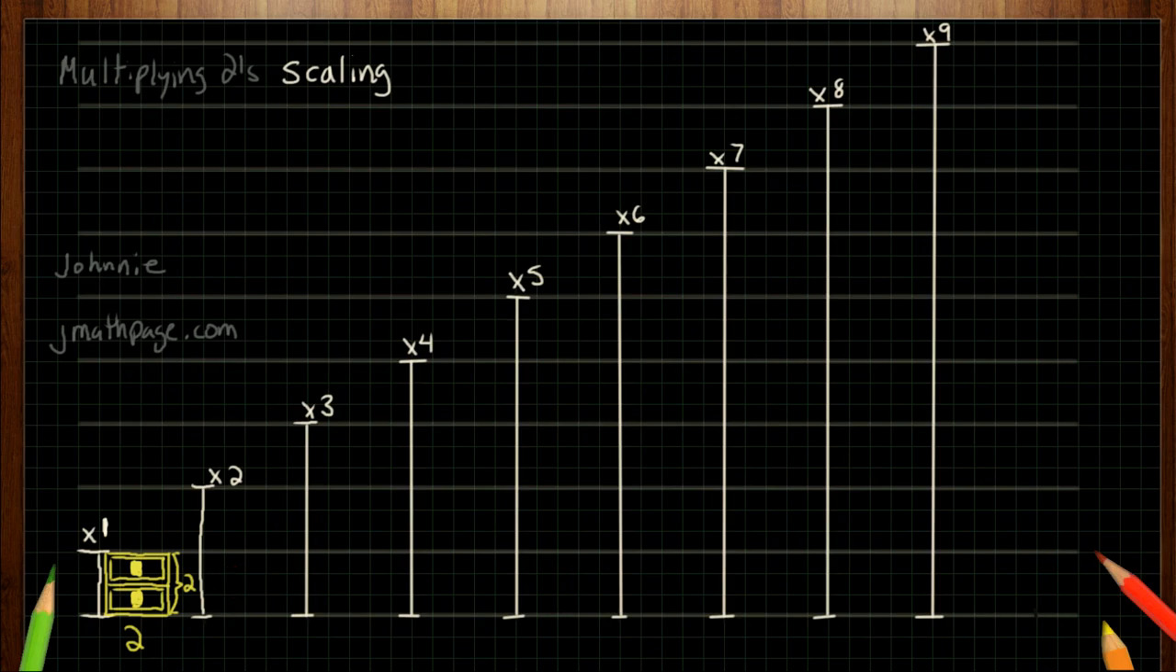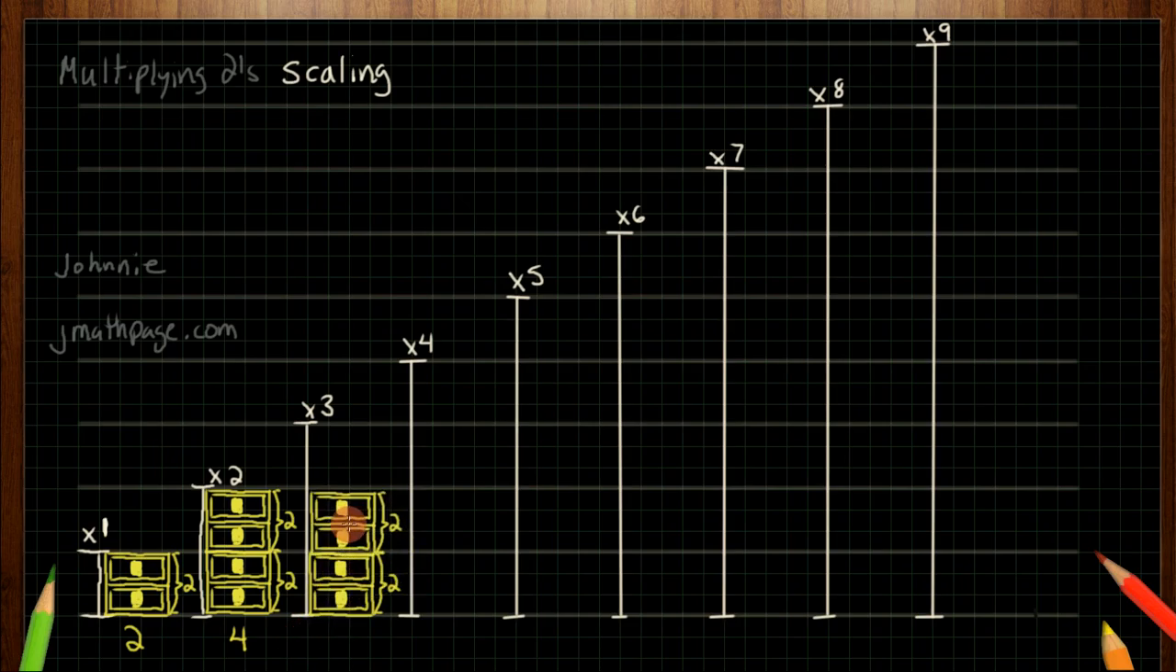What if I doubled it? What if instead of 1 stack of 2 boxes, I made 2 stacks of 2 boxes? What do I have now? My stack is twice as tall, and I have 1 stack of 2 and another stack of 2. How many altogether? I have 4 altogether. Twice as many as before. What about here? I can make 3 stacks of 2 boxes. 3 stacks of 2 boxes is 3 times bigger than 1 stack of 2 boxes. How many do I have? 2, 4, 6 boxes altogether.